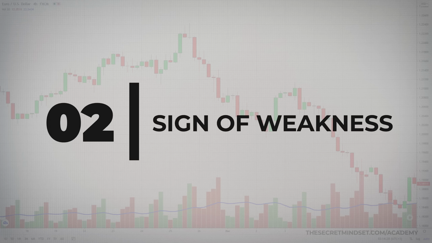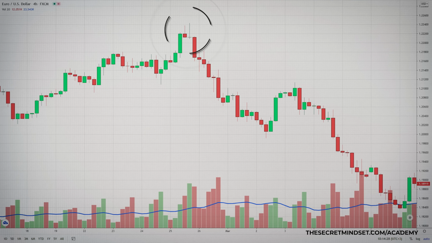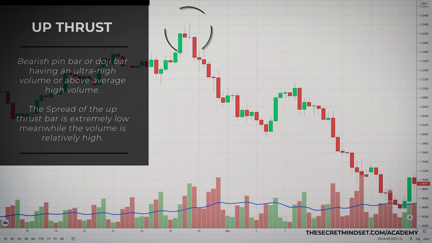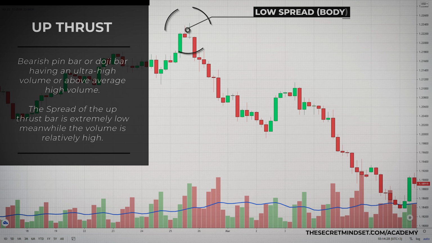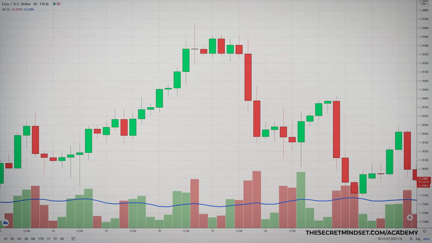Now let's talk about the different types of sign of weakness. First, the upthrust. The upthrust is the bearish pin bar or the doji bar having an ultra high volume or above average high volume. The spread of the upthrust bar is extremely low, meanwhile the volume is relatively high. The volume spread analysis suggests that if the spread is low, then the volume should also be low. In this case, there's a disagreement between spread and volume, which signifies that there is more supply than demand, causing price to fall in the near future.